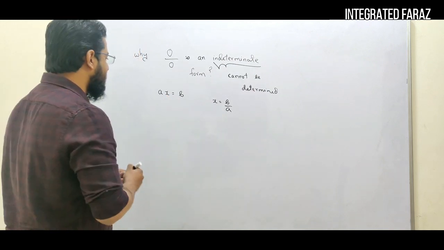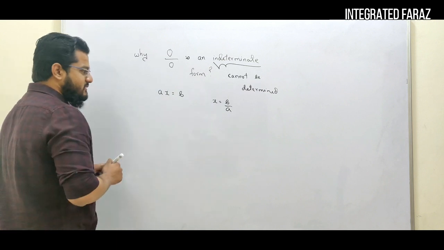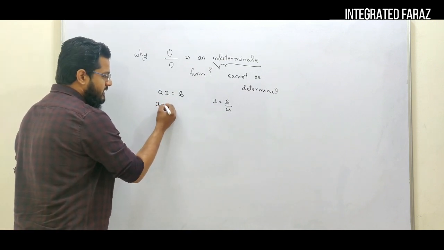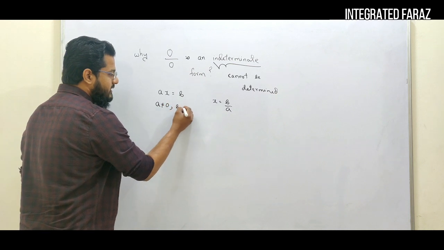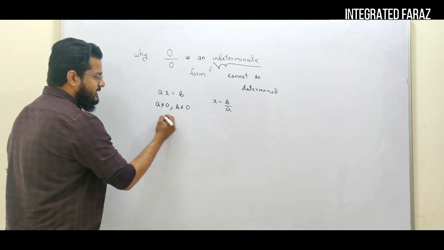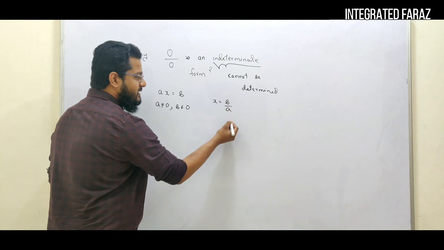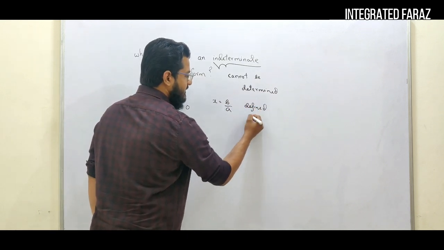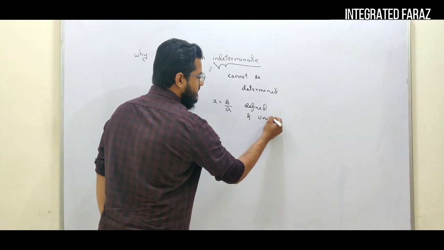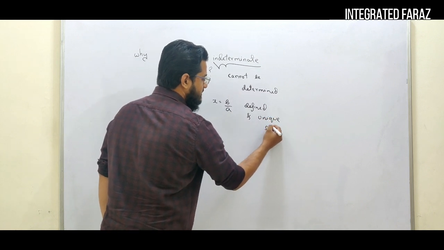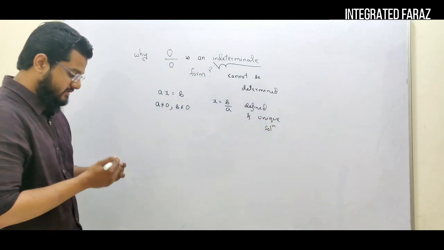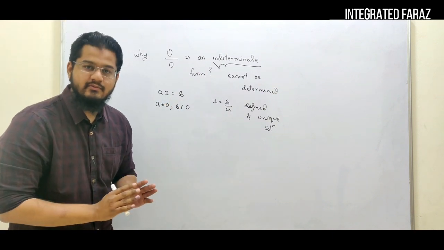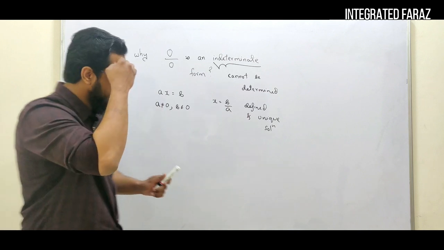For example, analyze this equation. If I put a not equal to 0 and b not equal to 0, then x equal to b by a is defined and we have a unique solution. The condition for a unique solution is that a and b should not be equal to 0. a and b are real numbers.